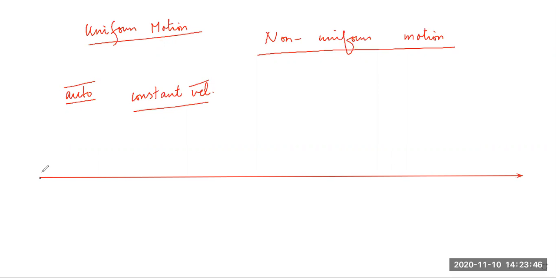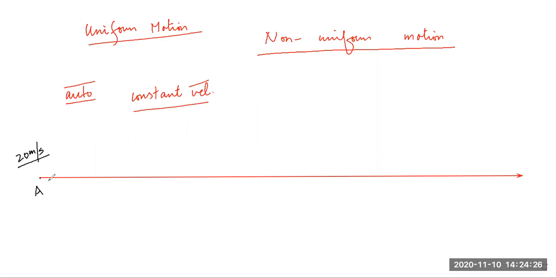So now, let's say when the auto was already moving, and I observed the auto at point A, it was already moving. It is not starting from rest. At A also, auto was moving. At point A, the velocity of the auto was, let's say, 20 meter per second. Okay, students. So let's say the auto is moving in a straight line.